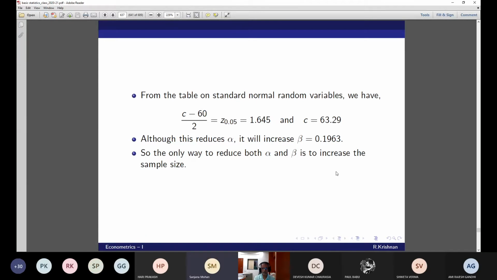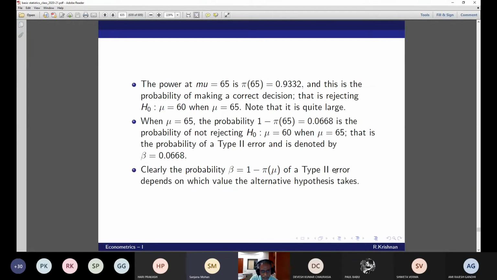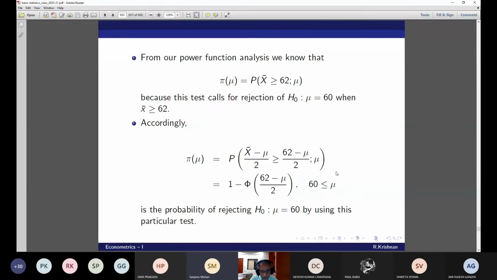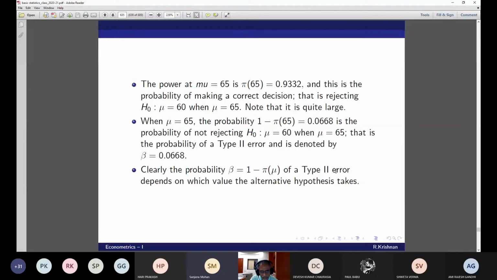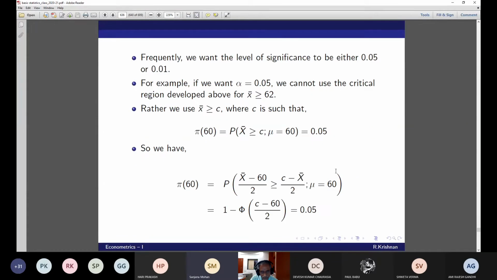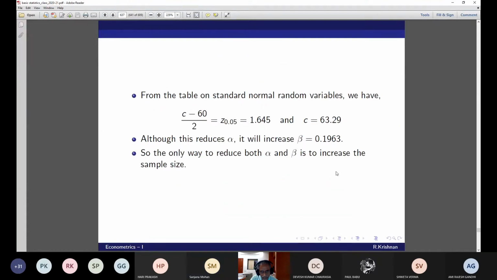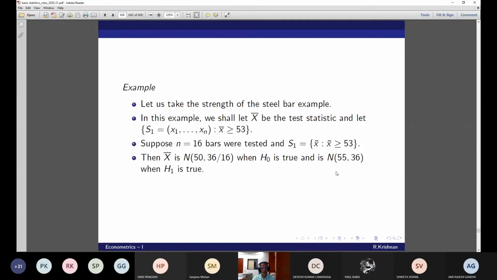Sir, how did we calculate beta? What is beta here? Probability of type 2 error. Calculate here, 1 minus pi. Okay. Is it okay? Yes, yes. That's why you calculate beta. Beta is equal to 0.1963. So the only way to reduce both alpha and beta is to increase the sample size.